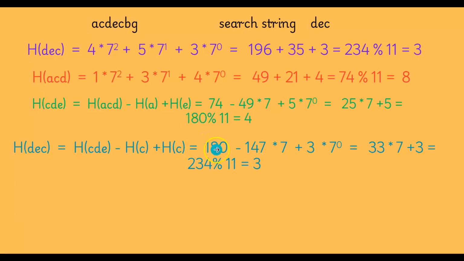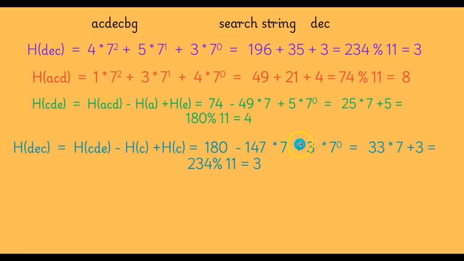So you take the previous hash value 180 minus, what is the hash value of C in the previous case? Here first place, no. So what is the number assigned to C? 3. 3 into 7 square, that is 3 into 49, 147. Then the subtracted value should be multiplied by 7. Why are we doing it? I already explained. Plus we are adding again the hash value of C. Again the number assigned to C is 3, but now it comes in first place. So that is 7 to the power of 0. So what is the value you are getting? 234 modulus 11. We are getting the result 3. This value matches with the hash value of the search string.